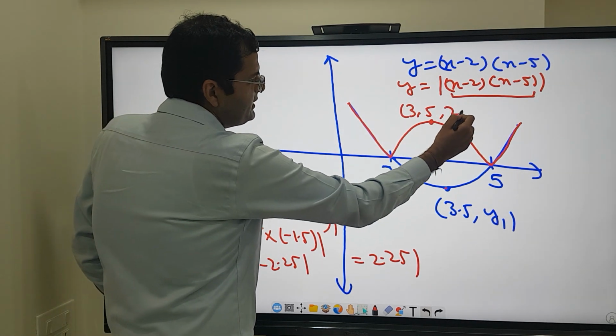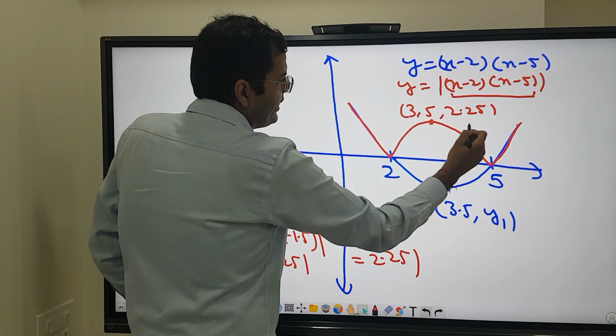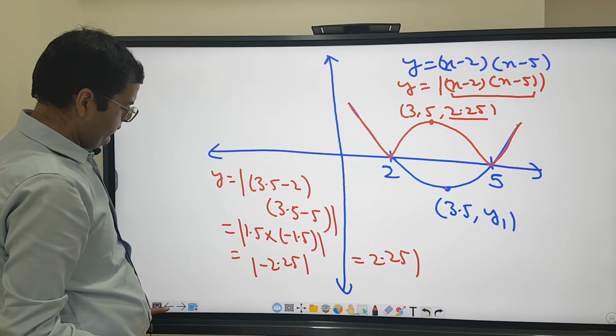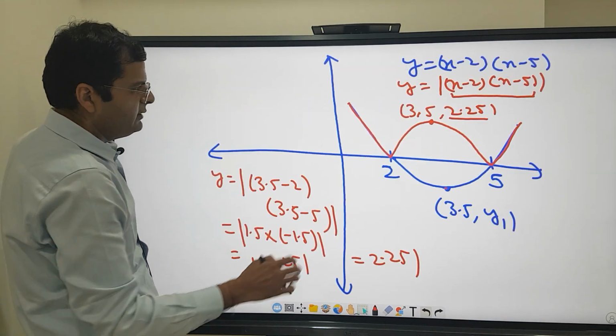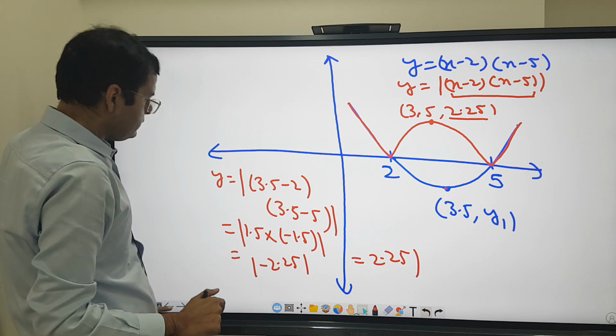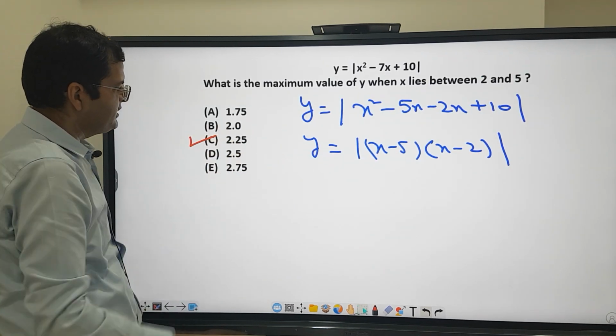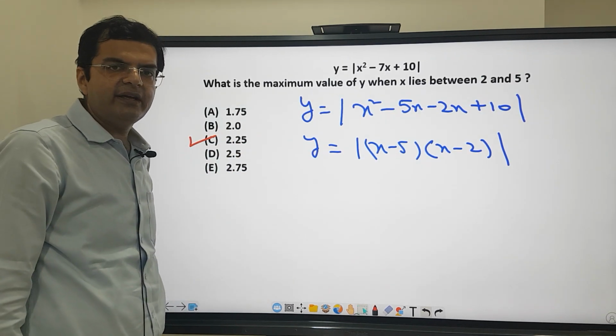So this highest point is (3.5, 2.25). So 2.25 over here is the maximum value of y that you get. So what is the maximum value of y? 2.25. So answer option C, 2.25, is the correct answer.